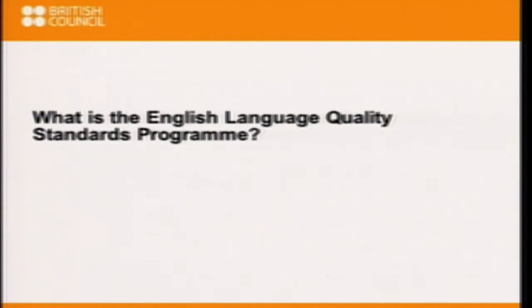So, who's going to talk about this? What is the English Language Quality Standards program? It's a collaborative initiative looking at raising standards in English language teaching in private English medium schools in India.